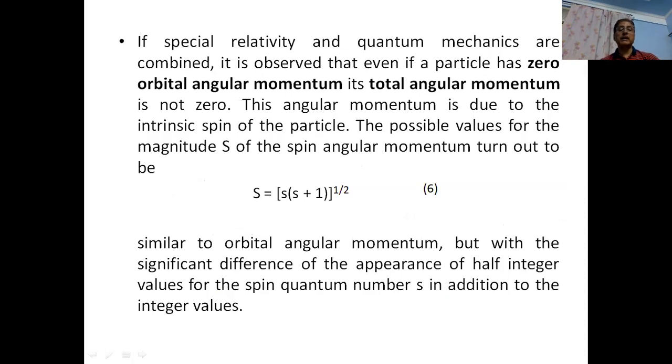Now, if special relativity and quantum mechanics are combined, it is observed that even if a particle has zero orbital angular momentum, its total angular momentum is not zero. This angular momentum is due to the intrinsic spin of the particle. The possible values for the magnitude S of the spin angular momentum turn out to be in a similar way as in the orbital case: S equals square root of s(s+1), but with the significant difference of the appearance of half-integer values for the spin quantum number s.